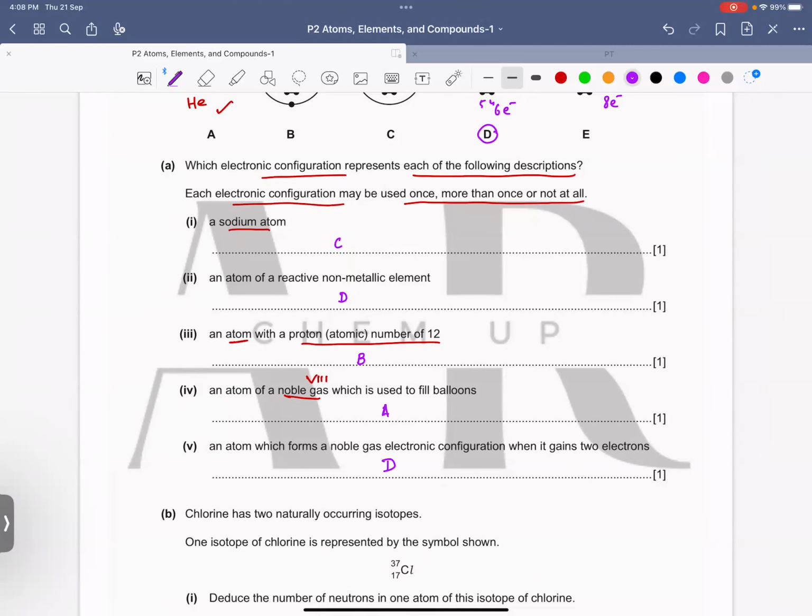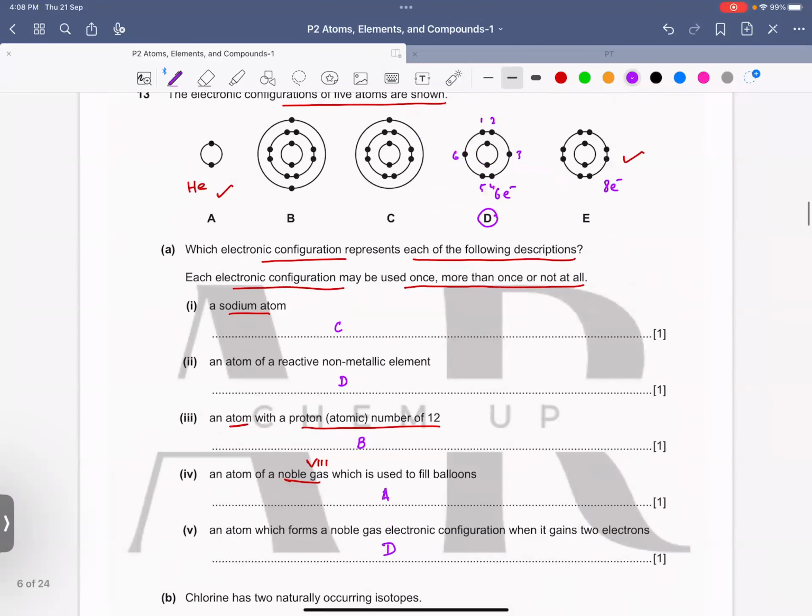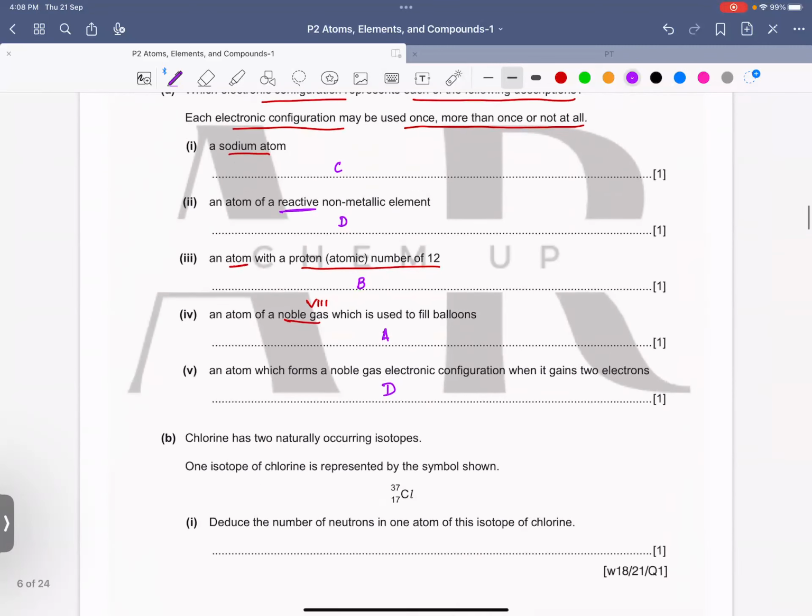Yes, Khatija, what is your question? Yes, I was saying that in part 2, they have asked an atom of a reactive non-metallic element. So, okay, sorry, I understand. They have given reactive, sorry, sir. Yeah, they have mentioned that it must be reactive. So A and B are the non-reactive ones because their outermost shell is full. Is this clear? Yes, yes, yes.